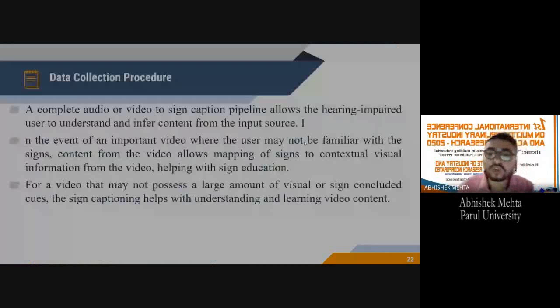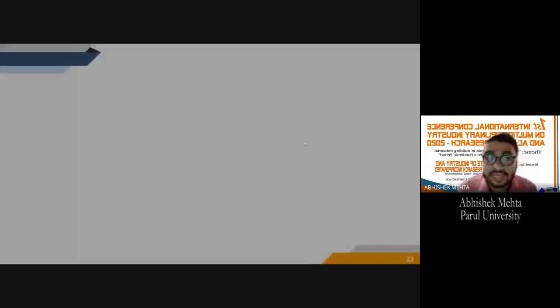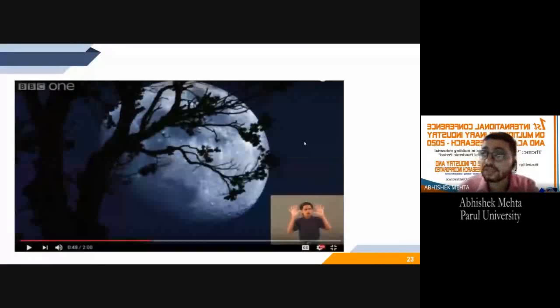So for the data collection, here we are collecting the data from YouTube, whatever video is there. In that, for the important video where the user may not be familiar with the sign, the content from the video allows the mapping of that sign to the conceptual sign language and it is displayed on the user screen. That is one screenshot of the system.